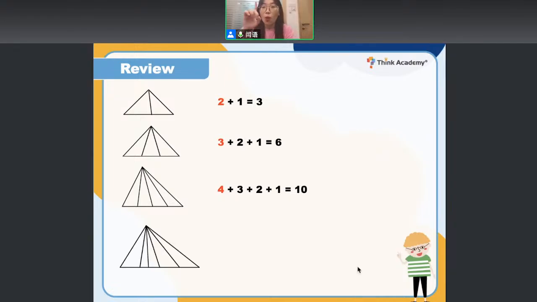Okay, one more. Everyone, you see, now I add one more line segment in the middle. So how many triangles are there in total?